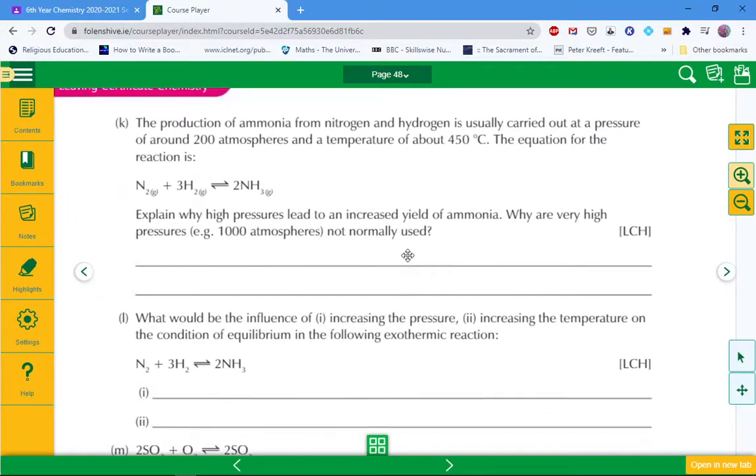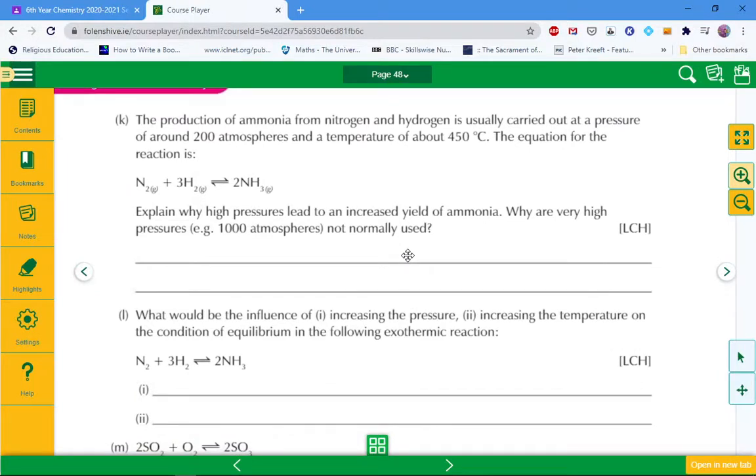Part K. The production of ammonia from nitrogen and hydrogen is usually carried out at a pressure of around 200 atmospheres and a temperature of 450. The equation for that is N2 plus 3H2 exists in dynamic equilibrium with 2NH3. Explain why high pressures lead to an increased yield of ammonia.